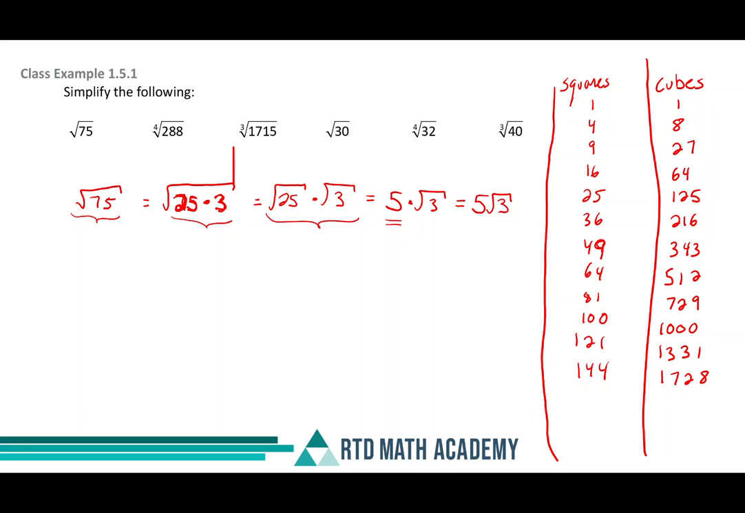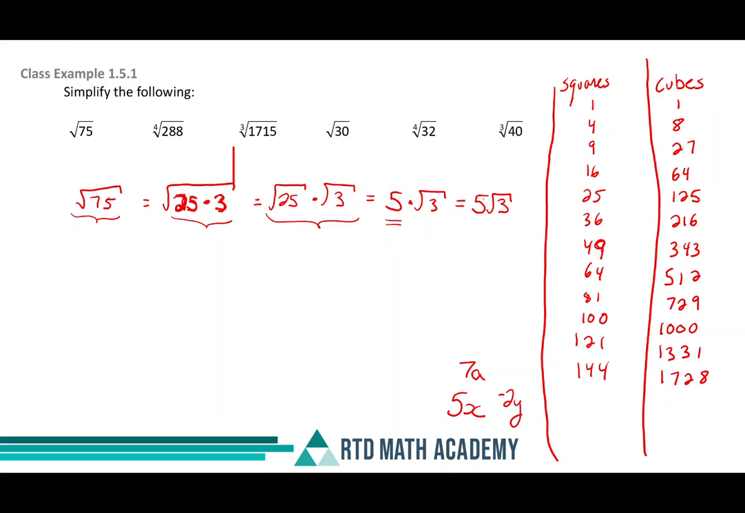I can actually rewrite this as 5 square root of 3. Now 5 is called the coefficient. And then we've got the radical, or the square root of 3. Similarly to in math 9 and math 8, if you had 5 times x, or 7 times a, or, I don't know, -2 times y, those numbers are what we call the coefficients, and then we've got a, x, and y as variables.